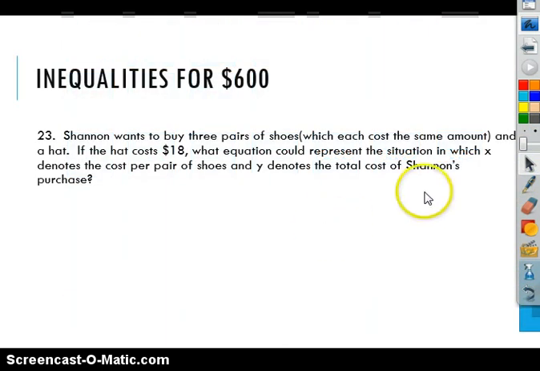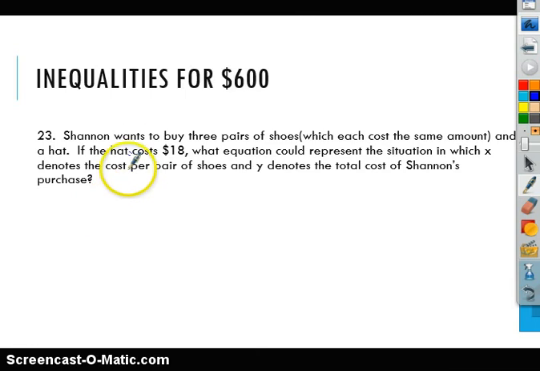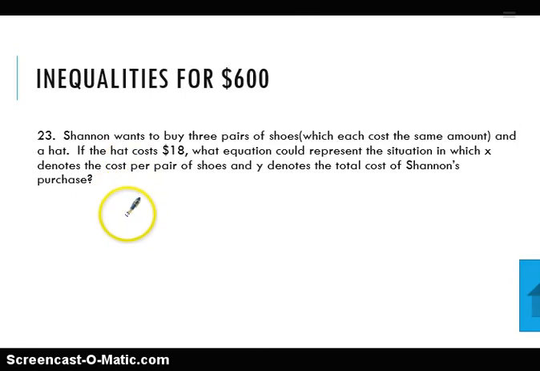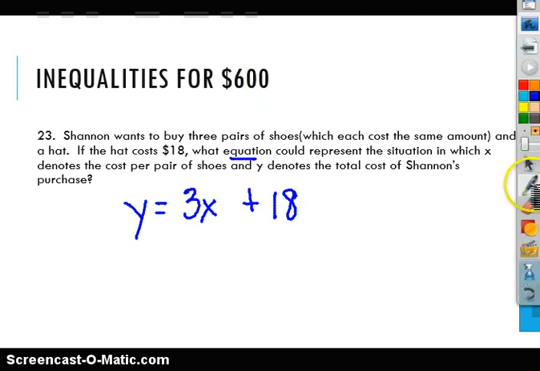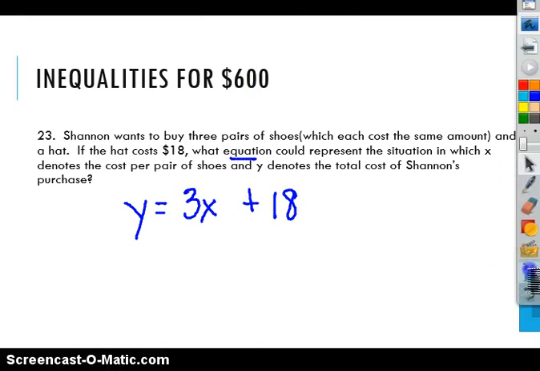Alright, inequalities for 600. Shannon wants to buy 3 pairs of shoes and a hat. If the hat costs $18, what equation should represent the situation in which x denotes the cost per pair of shoes and y denotes the total cost? So if y is the total cost, she bought 3 pairs of shoes, x is the cost of the shoes, and she bought an $18 hat. There's the equation you would use for that particular situation.